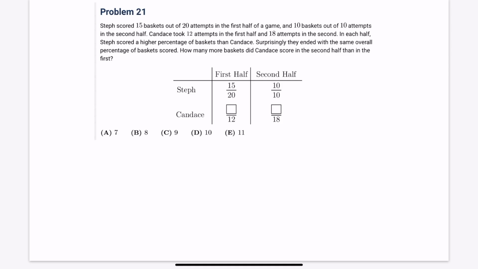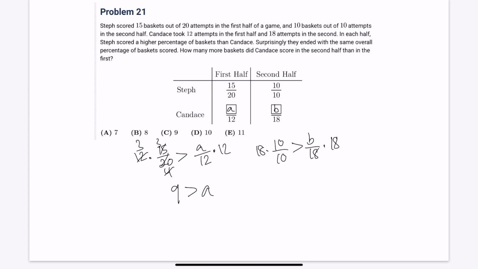First, we can label Candace's first half baskets as A over 12 and second half baskets as B over 18. Since Steph had a higher percentage of baskets than Candace in each half, we know that 15 over 20 is greater than A over 12, and 10 over 10 is greater than B over 18. We can simplify these inequalities by multiplying by 12 on both sides, and we get 9 is greater than A, and then by multiplying by 18 on both sides, we get 18 is greater than B.